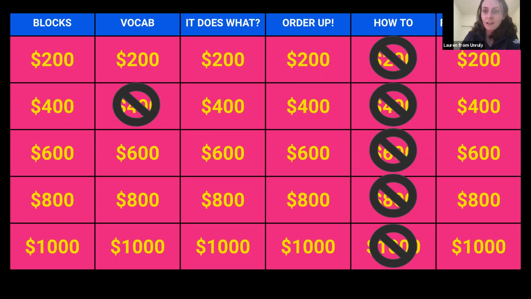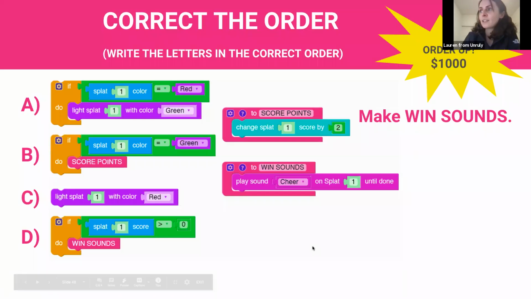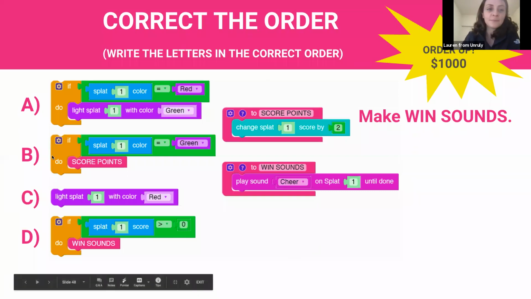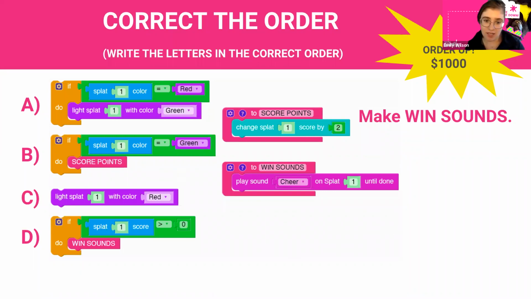All right, Hannah raised her hand. Let's do order up for 1,000. Nice, I like it. Ambitious. Woohoo. Okay, so for this one, you need to order A, B, C, and D to make a wind sound. Okay, so I'm going to launch a poll.